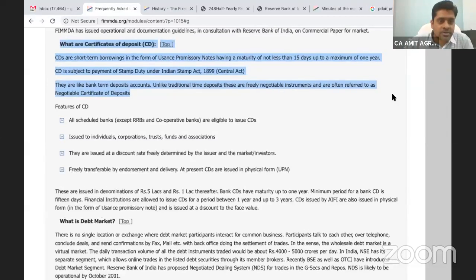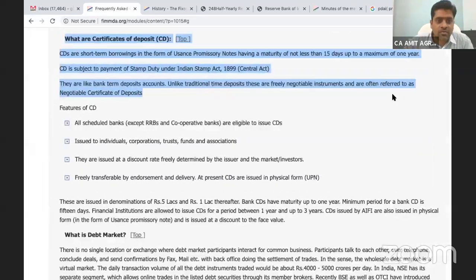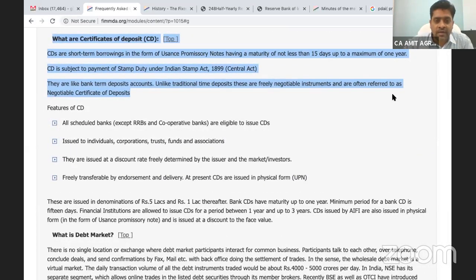Certificates of deposit are short-term borrowing in the form of usance promissory notes having a maturity of not less than 15 days. Please remember, RBI said commercial paper minimum duration is 7 days. Certificate of deposit minimum duration is 15 days, up to a maximum of 1 year. Both are same; maximum is 1 year. In this, 15 days. Continue.